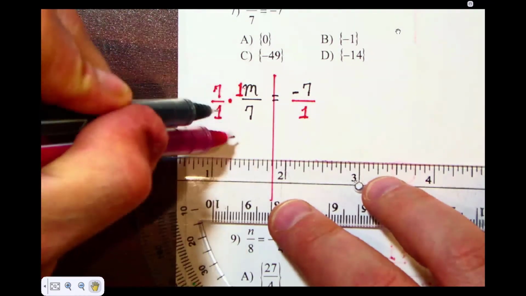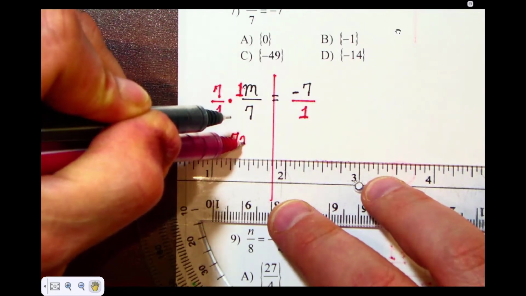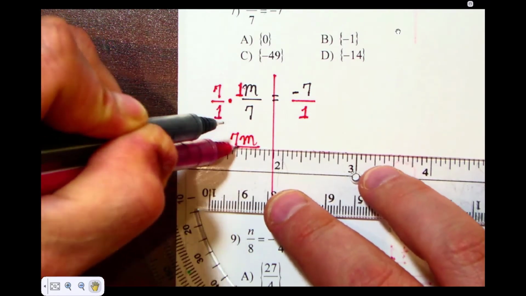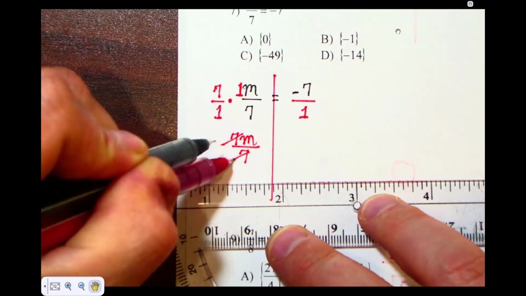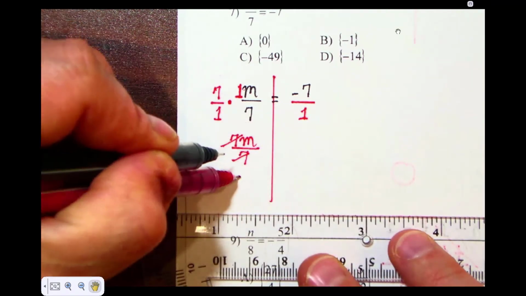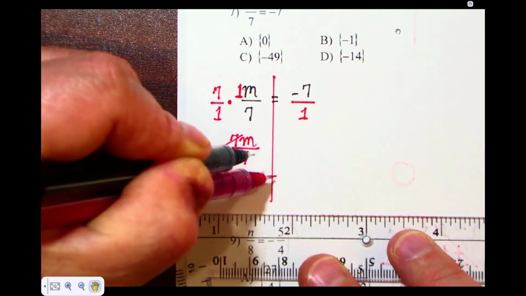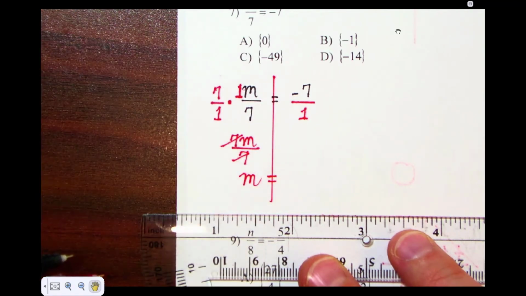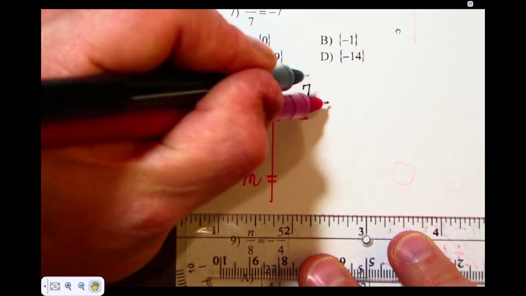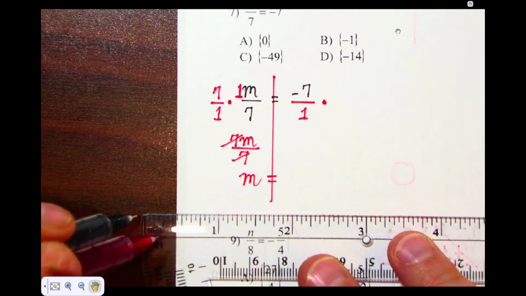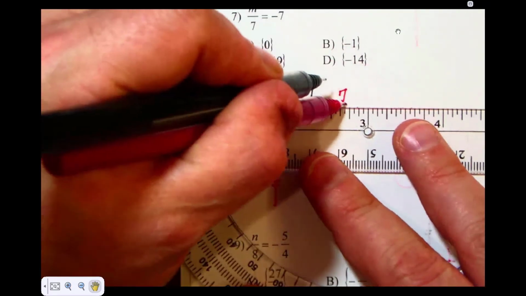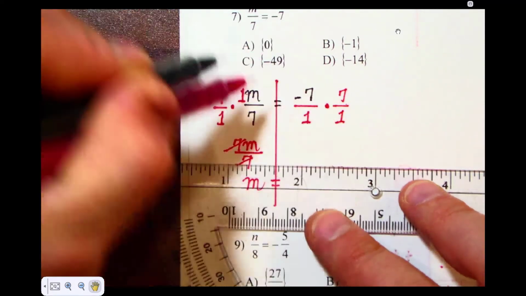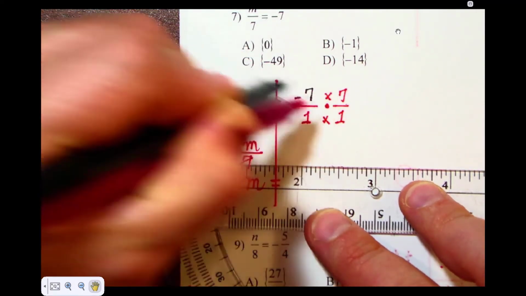I never show this step. I'll show it. 7m over 7. Okay, that's what that multiplies to. And then you cancel those 7s, leaving the m behind. Well, now, negative 7 divided by 1, we have to multiply this side, because we'd be out of balance, by 7 over 1. Okay? Well, just multiply across the top and across the bottom.